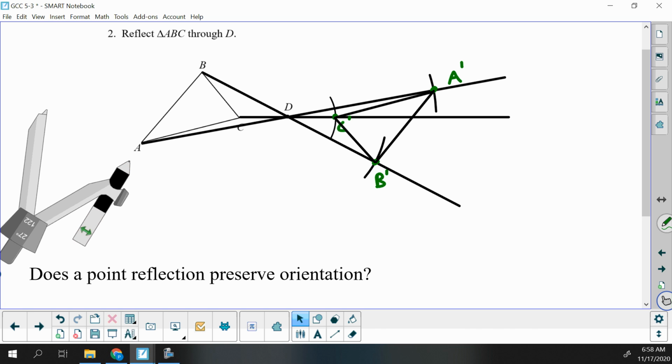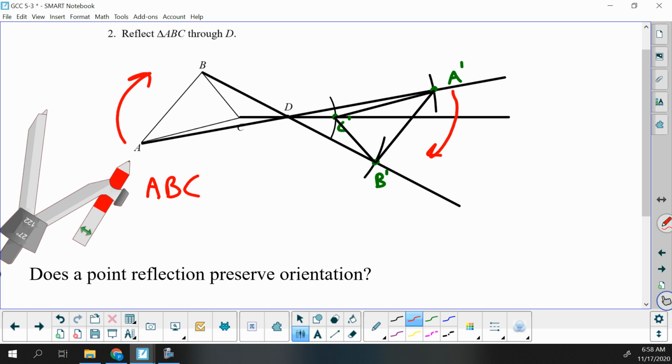Now the follow-up question asks if it preserves orientation. So let's start at A and go clockwise. If we start at A and go clockwise, our points go in the order A, B, C. We'll now go to A prime and also go clockwise. If we start at A prime and go clockwise, we have A prime, B prime, C prime. So notice the points are in the same order, so yes, it preserved orientation.